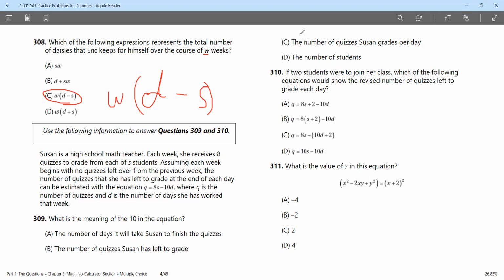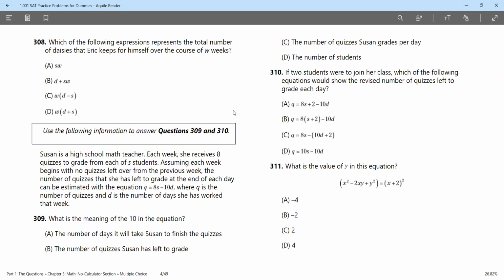Okay, let's move on to the next question. Let's read this question carefully. Here we have: Susan is a high school math teacher. Each week she receives 8 quizzes to grade from each of S students. Full stop. So she receives 8 quizzes to grade from each of S students.